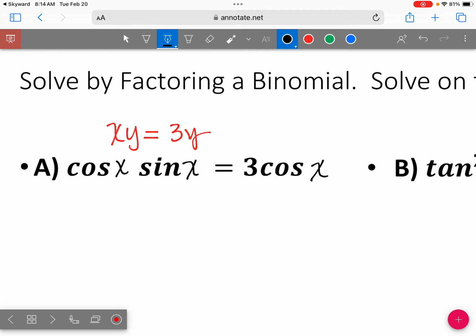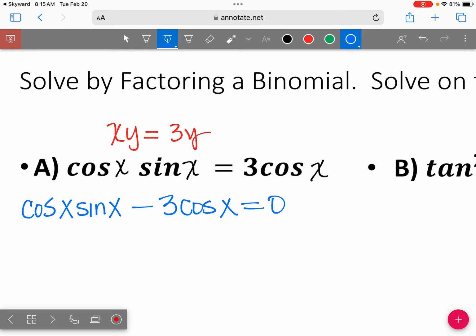So if it were this in Algebra 1, you would set it equal to 0 first by subtracting the 3y. That's what you're going to do with this one in pre-cal. You're going to bring this, Jasmine, are you paying attention? You're going to bring this over. So you're going to take this 3 cosine x and bring it across. So when I bring this across, I get cosine x sine x minus 3 cosine x equals 0.